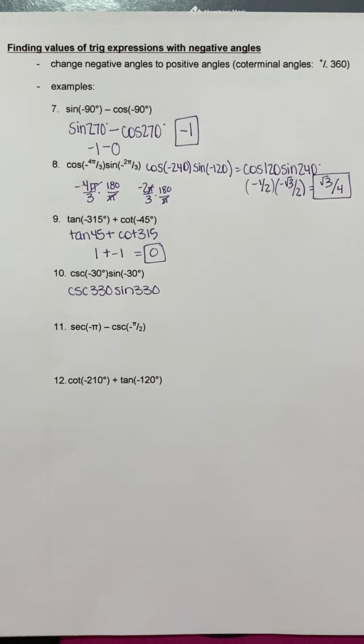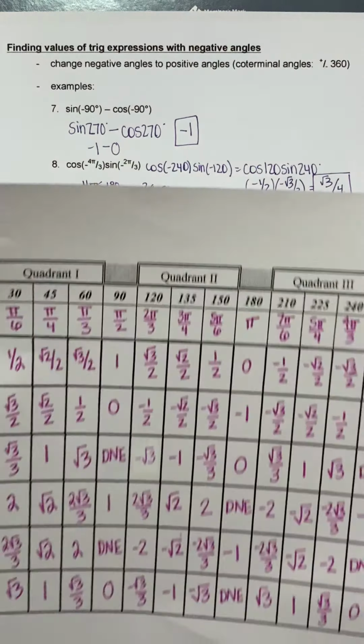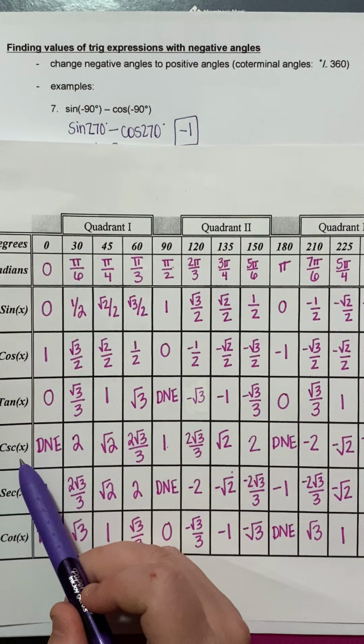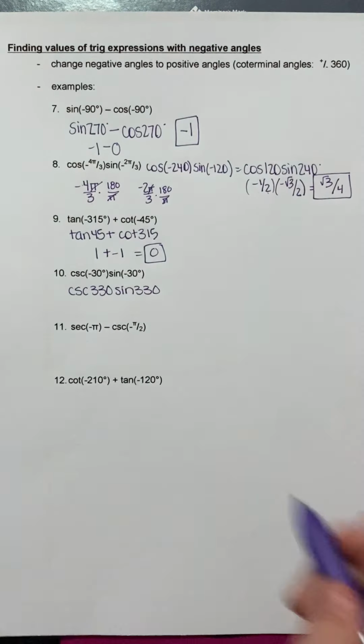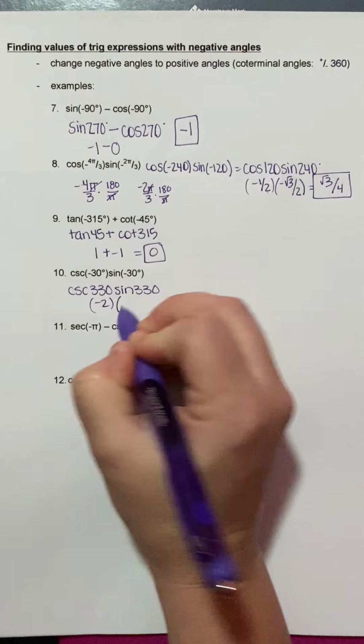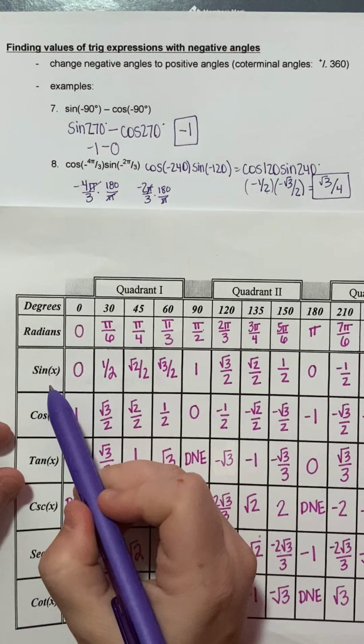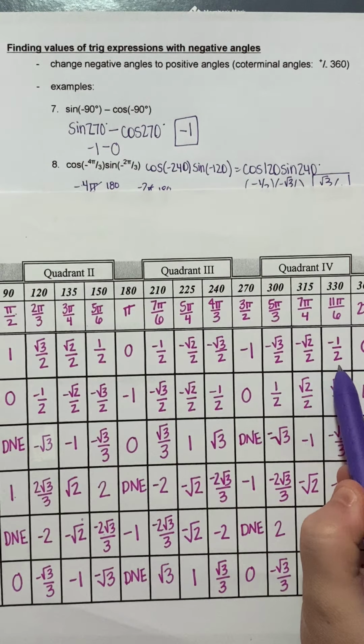Now I'm multiplying here. So first thing, I want cosecant and sine of 330. Cosecant's here. Let's do this one first. Cosecant of 330, all the way over here, is negative 2. So this is negative 2 times, now I want the sine of 330. Sine's this top one. All the way over here, 330 gives me negative 1/2.